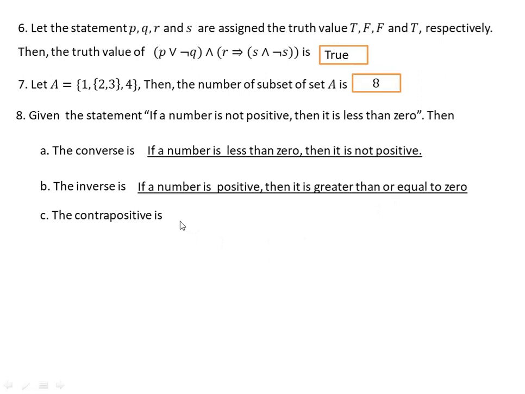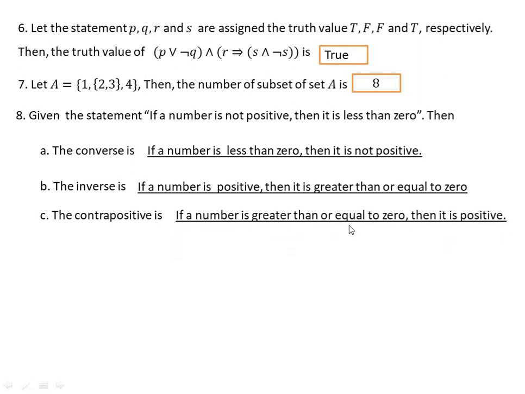C. The contrapositive. The contrapositive is simply the negation of the converse. That means if a number is not less than 0, then it is positive, or if a number is greater than or equal to 0, then it is positive, which is given here. If a number is greater than or equal to 0, then it is positive.